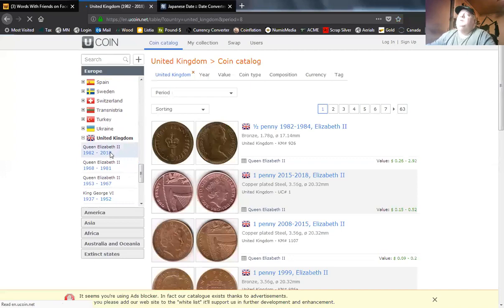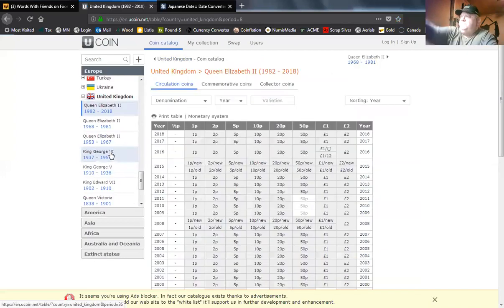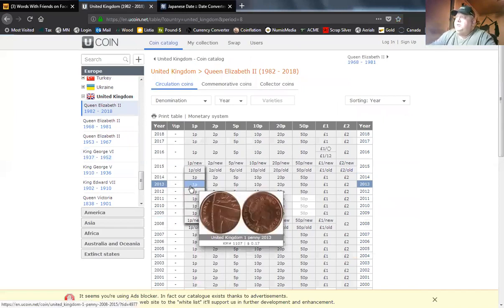And you just click on it. It'll come up this kind of table type deal. And you go up to 2013. Now, you don't have to click on anything. You just scroll over, and it'll show you the picture of that coin.